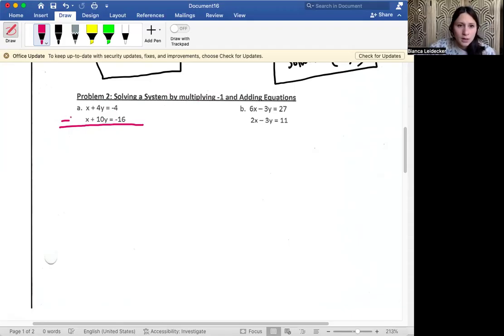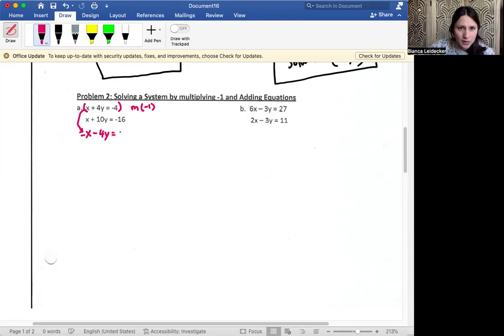So I'm going to multiply. I'm going to put multiply by -1 here. And I'm actually going to get rid of this. So you're going to pick one of your equations to multiply by -1, which means every term in here is being multiplied by -1. So x times -1 is -x. Positive 4y times -1 is -4y.